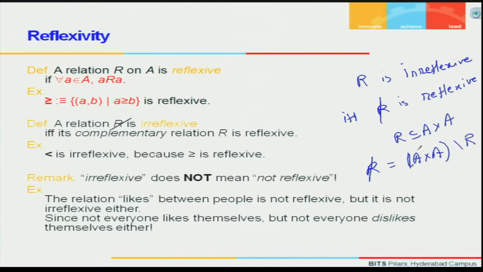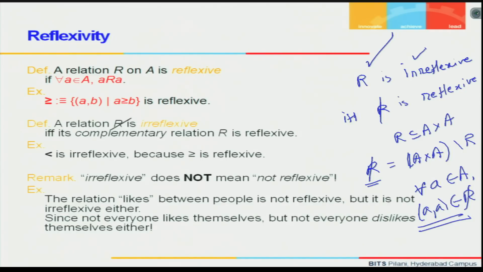Do you agree with this? This is how you define the complement of a relation. Now for R to be irreflexive, this particular complement relation has to be reflexive. That means that for all elements a in A, (a, a) should be in R complement. If this is happening, then I will call R irreflexive, otherwise not.